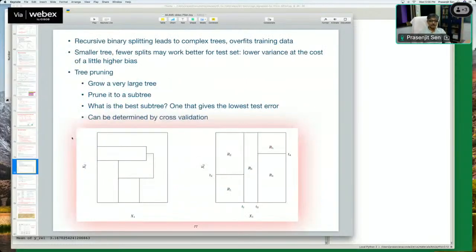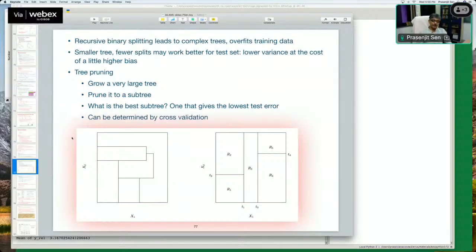So you'll have many branches, you'll have very complex trees. And remember, you are creating these trees based on your training data. When you are training your model, you are trying to minimize the residual sum of squares for your training data. So if you build very complex trees in this fashion, you'll be overfitting your training data. That's exactly what happens with recursive binary splitting.